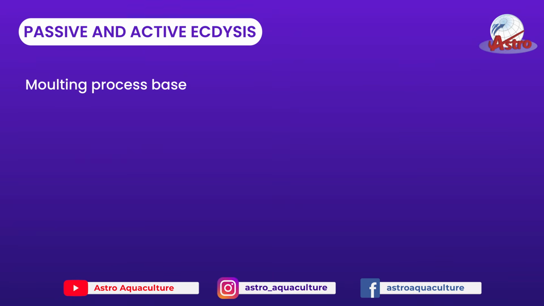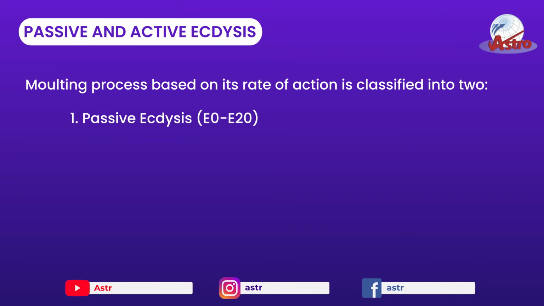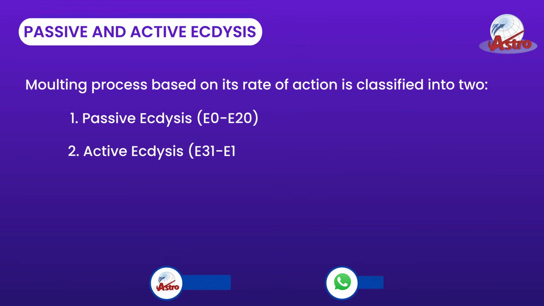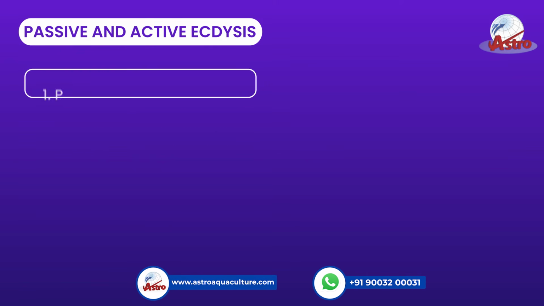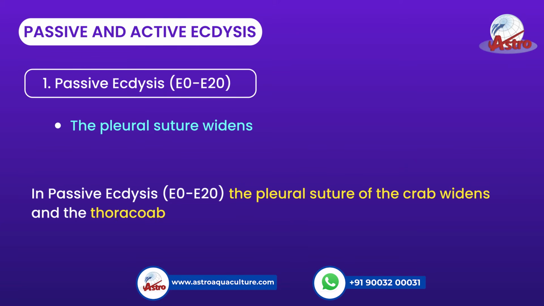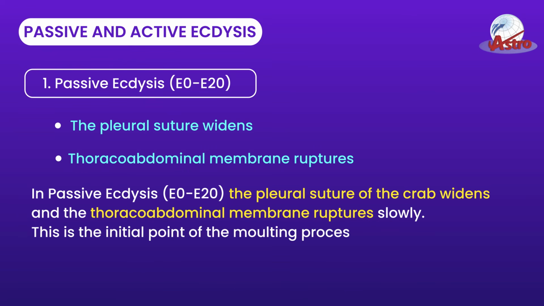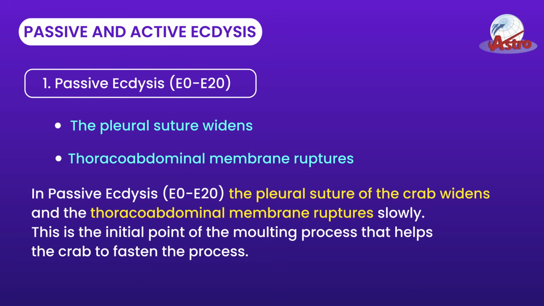Passive and active ecdysis. The molting process, based on its rate of action, is classified into two. 1. Passive ecdysis A0 to A20. 2. Active ecdysis A31 to A100. 1. Passive ecdysis A0 to A20. In passive ecdysis A0 to A20, the pleural suture of the crab widens and the thoraco-abdominal membrane ruptures slowly. This is the initial point of the molting process that helps the crab to fasten the process.